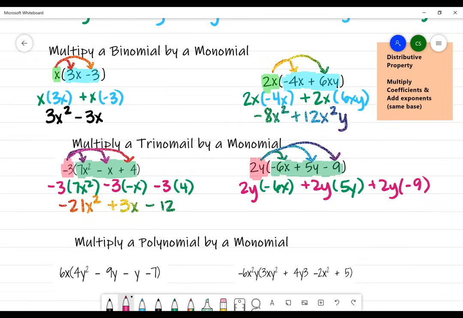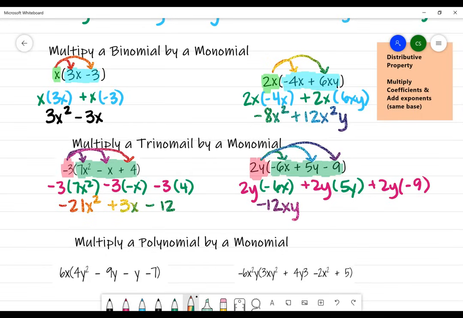All right, my first set, 2y times negative 6x. Multiply the coefficients. Look at my variables, my bases. They're different. That means I cannot add those exponents. So it would just be xy.